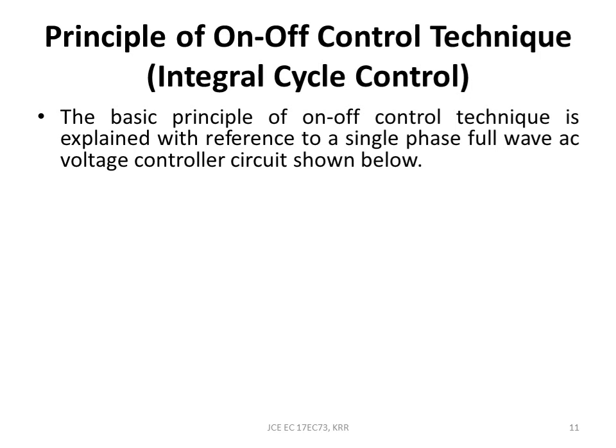So the basic principle of on-off control technique is explained with reference to a single phase full wave AC voltage controller circuit as shown below. The same principle can be applied for 3-phase. So for 3-phase, each phase will have 2 thyristors T1 and T2, the way I have shown for the single phase. So there will be 3 sets of thyristors, and 6 thyristors in totality.